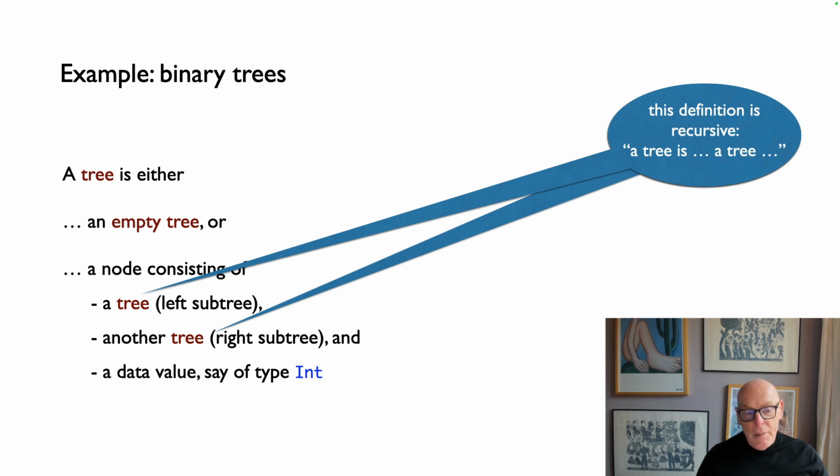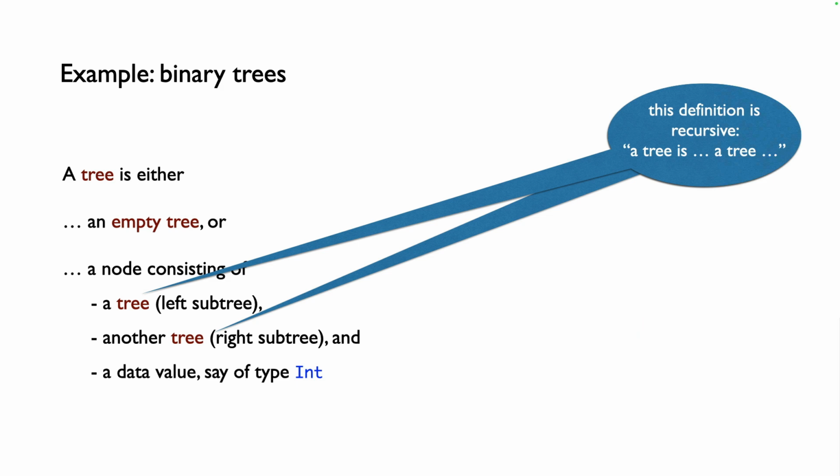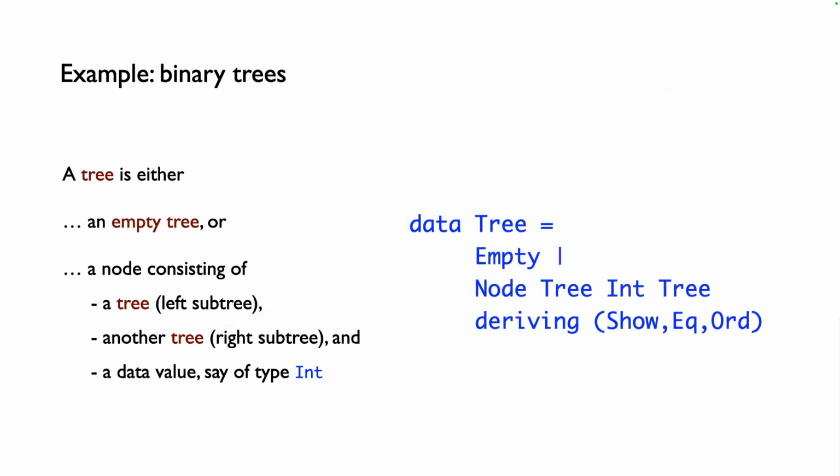Now, there's our definition. How does that look as a data type? Well, we say data Tree equals, so that's saying a tree is, and then either there's the empty value, or it's built using the node constructor, which takes a tree, an Int, and a tree. So the definition of the data type pretty much mirrors my informal explanation there on the left. So there we have a definition of trees.